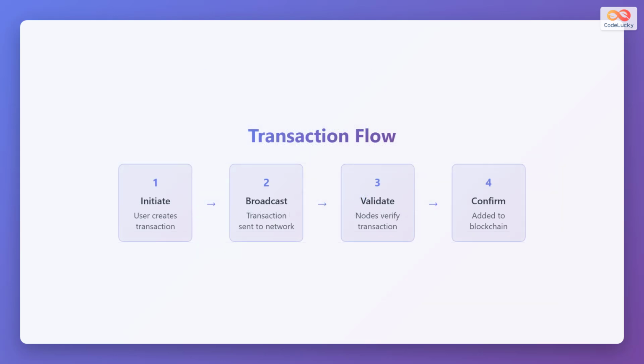Let's walk through the transaction flow in a blockchain. First, a user creates a transaction. Second, the transaction is broadcasted to the network. Third, nodes on the network validate the transaction. Fourth, and finally, the validated transaction is confirmed and added to a block in the blockchain.